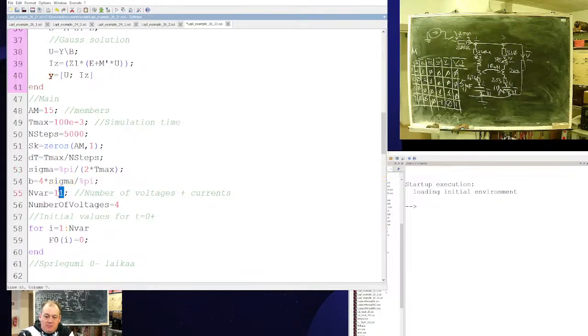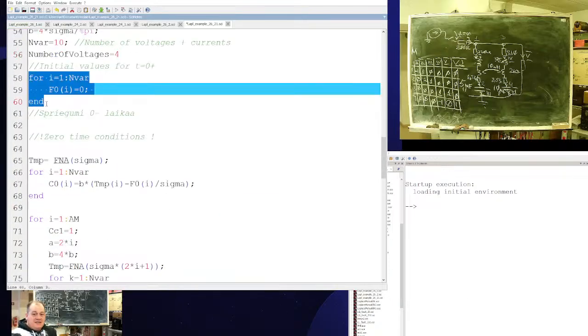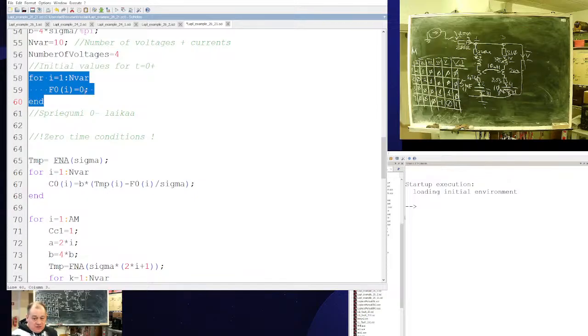Now, number of variables. How many variables do I have? How many nodes do I have? 4. How many branches do I have? 6. 4 plus 6 is 10, okay? And for them, 4 voltages. I started with zero initial conditions, so I fill with zeros, it's simple. Then I will show what to do if not zero conditions. But I will start with zero conditions.